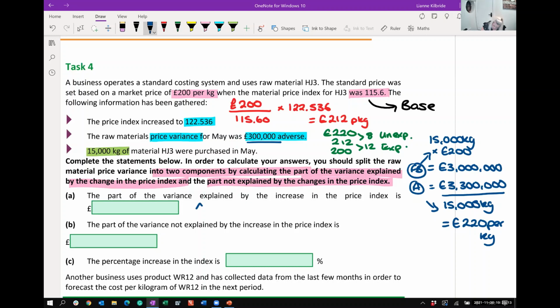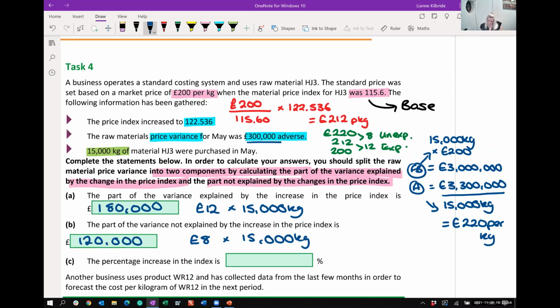price index. So knowing we can explain 12, and in question part B, it's to do with not explained, you just simply multiply that by the kilograms that we've purchased. So you've got your 15,000 kilograms. Your answer there, correct in the chat, is you've got £180,000 of that £300,000 variance which is explainable by the price index. But then you've got £120,000 which is unexplainable by the price index.